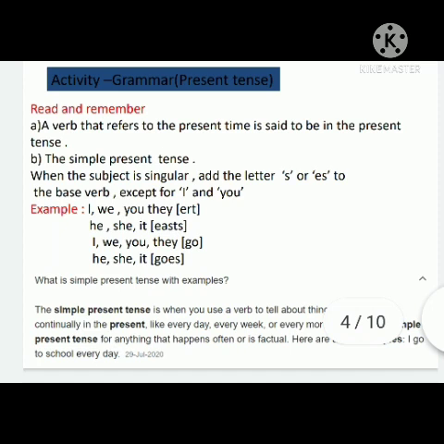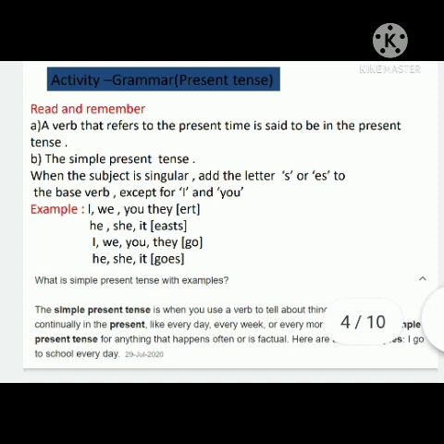Let's start. Before learning the present tense, we must know about noun, pronoun, and verb. What is a noun? The naming part is called a noun. Noun means subject. Next, verb. A verb is an action word. Pronouns: instead of a noun we use pronouns. Okay, let's start present tense.